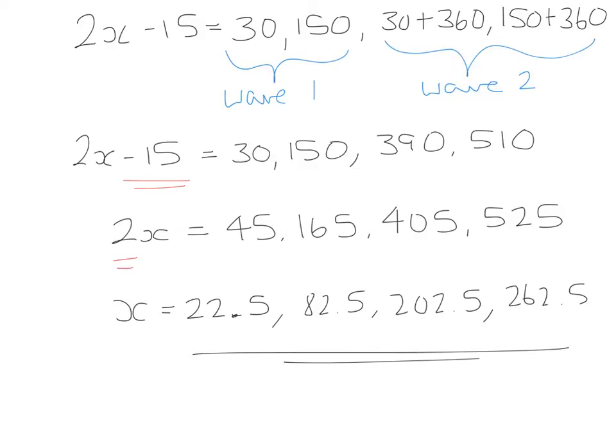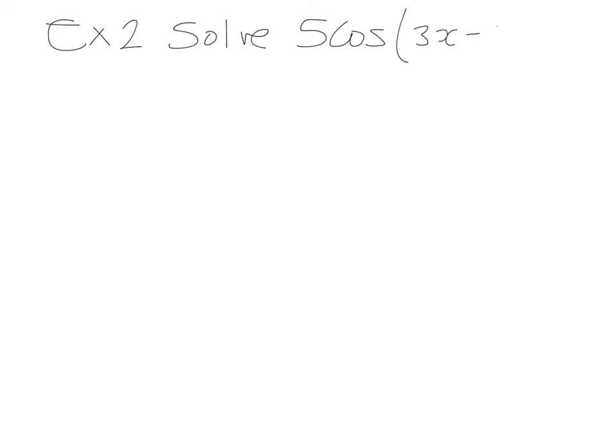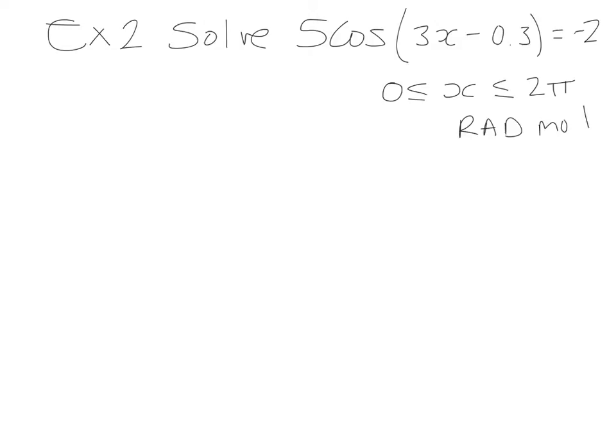And we'll look at a second example. Example 2. Solve 5 cos(3x minus 0.3) equal to minus 2, and we're looking to do that between 0 and 2 pi. So we're looking at rad mode again here because it's in radians.